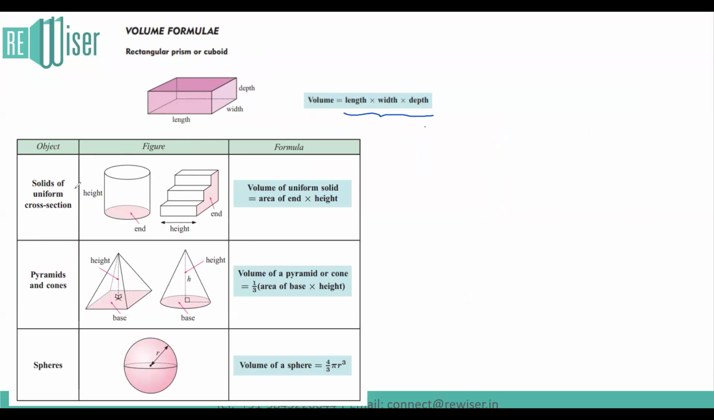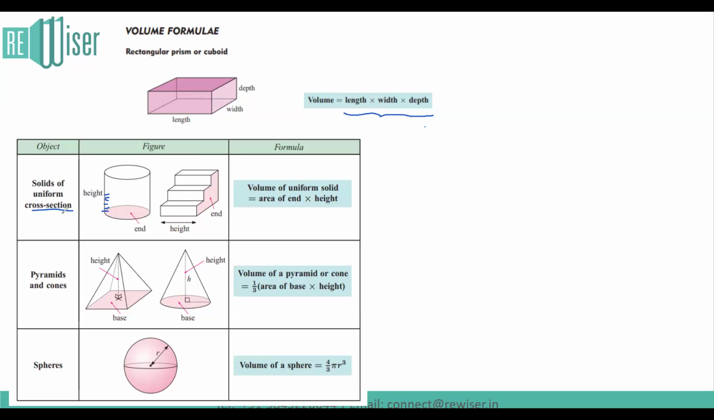Then we have solids of uniform cross sections. Here, the base is the cross section, and here, this side is the cross section. Think about infinite circular plates: if you put one on the other, lots of plates together, overall it forms a cylinder. So that's what it is.